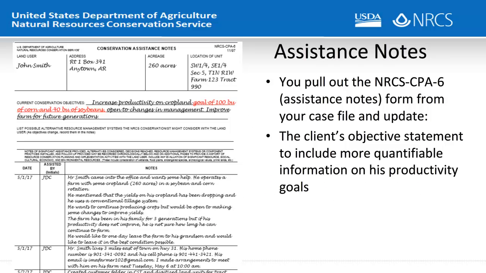As soon as you get back to the office, you pull out the NRCS CPA 6 Assistance Notes form from your case file and update the client's objective statement to include more quantifiable information on his productivity goals. It is important to quantify the objective as much as possible so that NRCS and the client can better assess when the objective has been met.